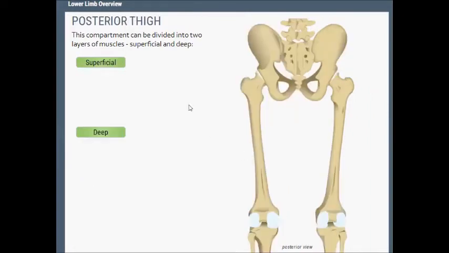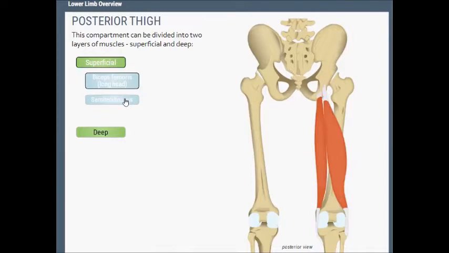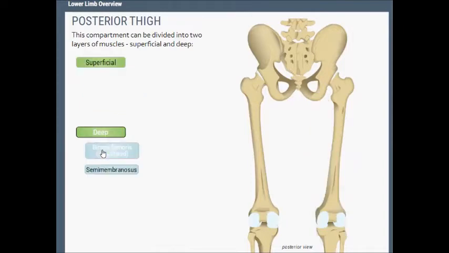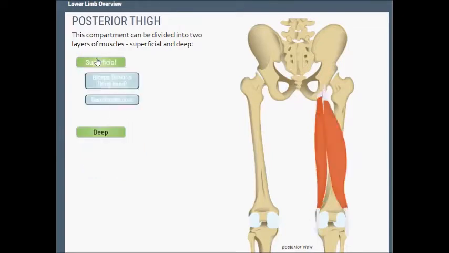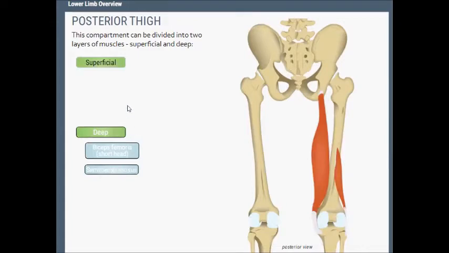Then comes the posterior group. Again, there are two compartments. Superficial, you will find the biceps femoris long head and semitendinosus. And on the deeper side, it is biceps femoris short head and semimembranosus. So this particular group will also be called the hamstring muscles. Remember the names: biceps femoris long head, biceps femoris short head, semimembranosus, and semitendinosus. These have very specific insertions also, which we are going to talk about in a later part.